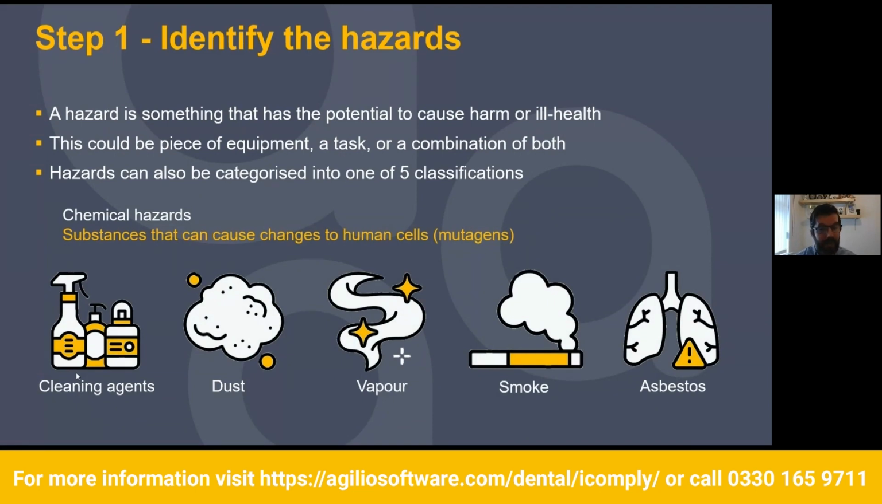Chemical hazards is the next. These are substances that can cause changes to human cells. They're called mutagens. Cleaning agents, anything labeled with a hazard warning is a chemical hazard. So is dust, vapor, smoke, and asbestos. So all different types of chemical hazards that we need to be aware of.